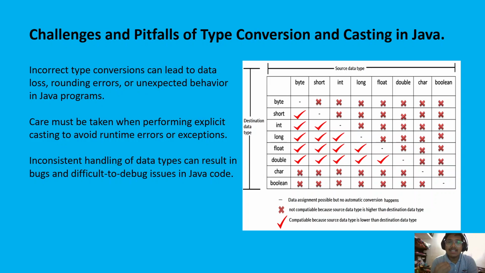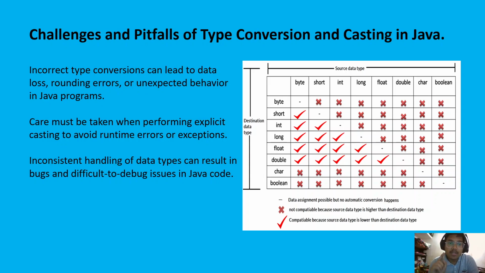What are the challenges, the pitfalls, of type conversion and casting in Java? Sometimes if we give an incorrect type conversion, it can lead to data loss, rounding errors, and unexpected behavior in Java programs. I told you guys, if it is 4.5 and we want to convert it into an integer, if it is not rounded off, it will give only 4, with a loss of the .5 data, and if it is rounded off to 5, it gains another .5 of data, which is not accurate.